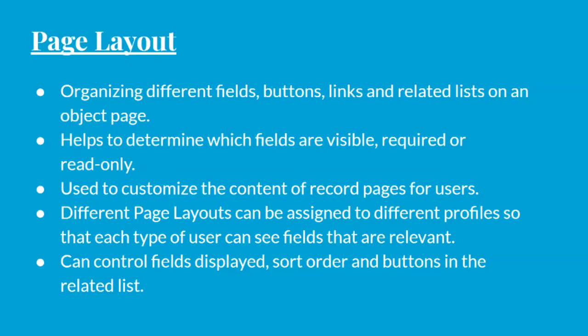You can also control fields displayed, sort order, and buttons in the related list. So if you have a contacts related list in the account object, what fields it shows and how it should be sorted in the contact related list can be defined on the account's page layout. Under the account's page layout, if you go into the related list, you can customize that contact related list based on your need.